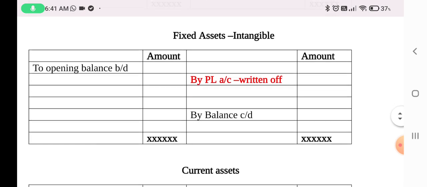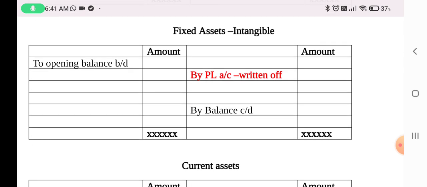Then go to the fixed assets, tangible and intangible. Here only one transaction takes place during the year, so start with the opening balance and closing balance. Here the opening balance is reduced because the intangible assets are charged every year proportionately, and it should come to nil. So that's why the amount written off during the year is taken to the P&L account. The P&L account is related with operating activities, so take it to operating activities.